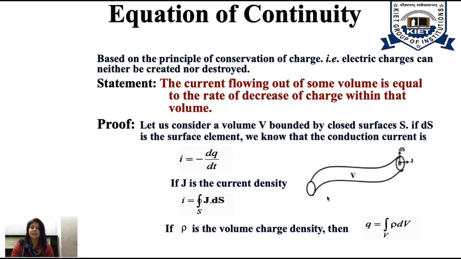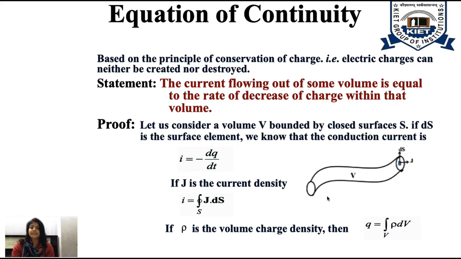Again, the statement of the equation of continuity is: the current flowing out of some volume is equal to the rate of decrease of charge within the volume. To prove the equation of continuity, let us consider a volume V bounded by a closed surface S. If ds is the surface element, then the conduction current I or IC, which is due to the flow of charges, is equal to minus dq by dt.